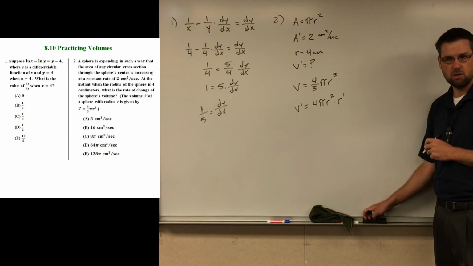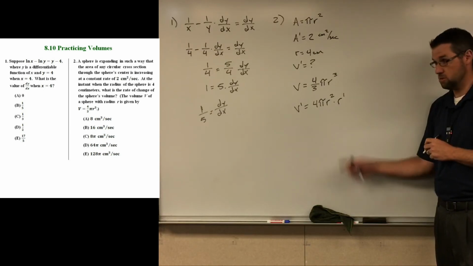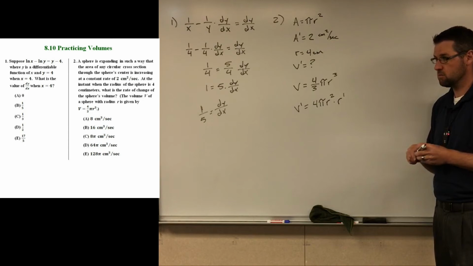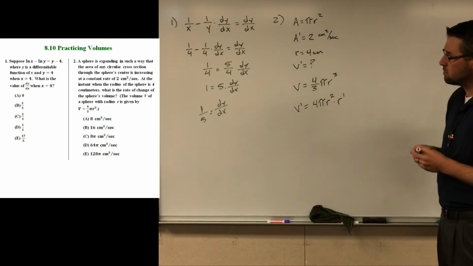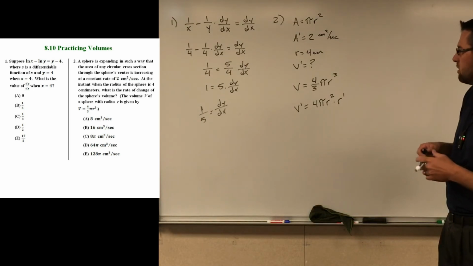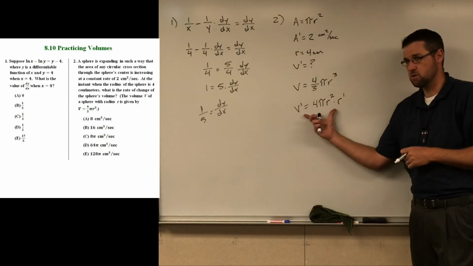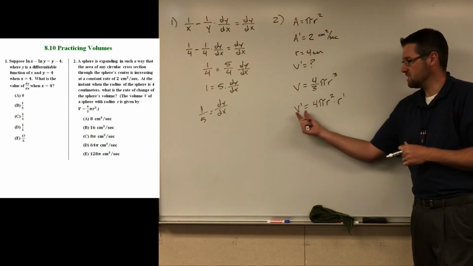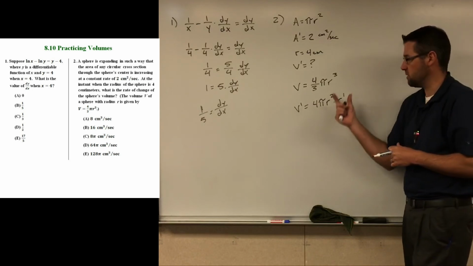Is that where you went wrong? No, everybody thought r prime was 2 because it's the area prime. It says the area is increasing, right? Yeah. Okay, all right. But are we good with this derivative? Yeah. Because this is with respect to time, not with respect to r.